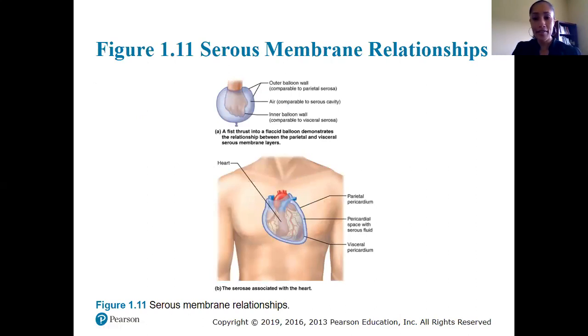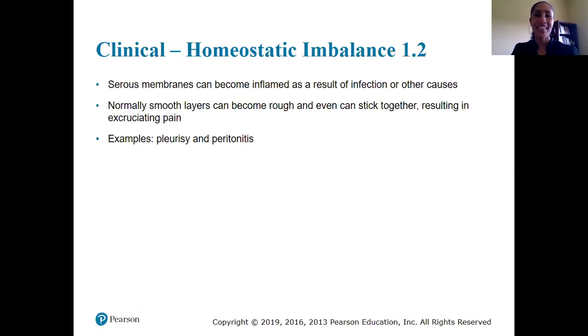And then we have the visceral pericardium. That's the part of the serous membrane that's going to actually be the outer layer of the heart, covering the heart itself. And then this space we call the pericardial space. That's where we find the pericardial fluid that's going to help reduce the friction between the two serous membrane layers. Does that make sense? If it doesn't, of course, let me know.